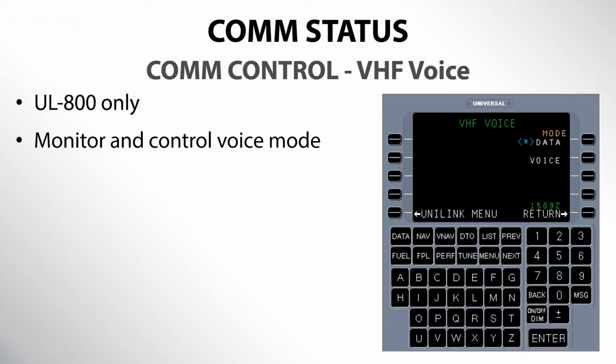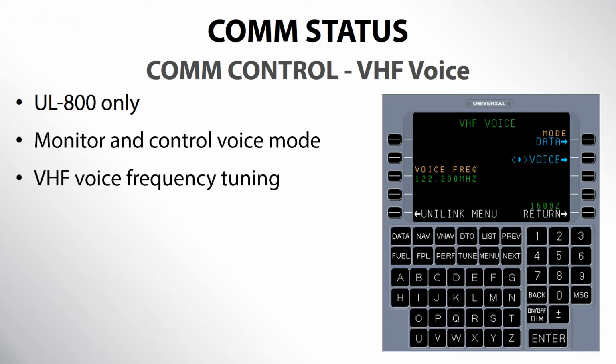When control over voice mode is disabled, the sole function of the VHF voice page is to display the radio's current mode of operation. As mentioned before, when in data mode, Unilink is in data communication mode only with no voice communications. Unilink will tune to the appropriate data link frequencies only. When in voice mode, Unilink no longer communicates via VHF to support data link communications. The external VDR is used for voice only.